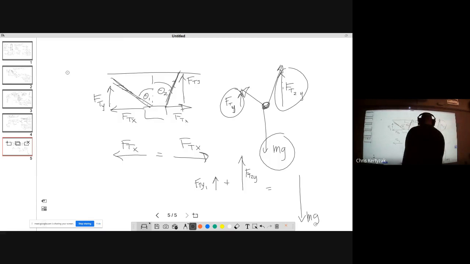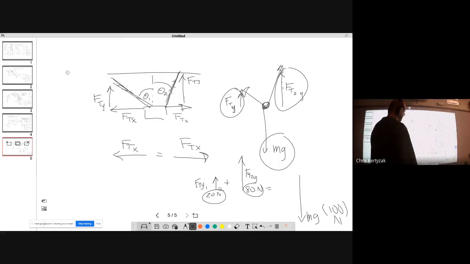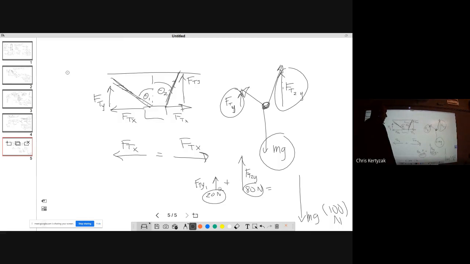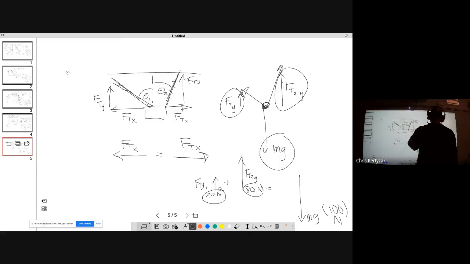So if this was, like I said before, let's just say 100 newtons, and this guy's was, let's just say 80 newtons, I'm totally making that up, then this guy's would be 20 newtons, right? The one that's more vertical absorbs more of the weight, something for you to know. The one that's more vertical absorbs more of the object's weight. The closer and closer this right rope gets to the vertical, the more and more of the weight it absorbs. That's the reason the tension in the rope on the right is always greater.